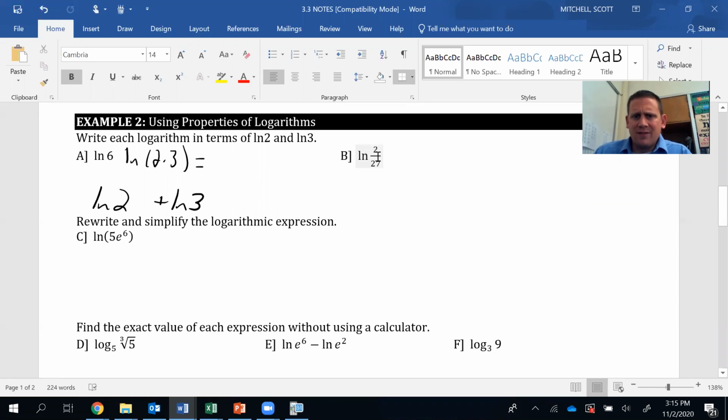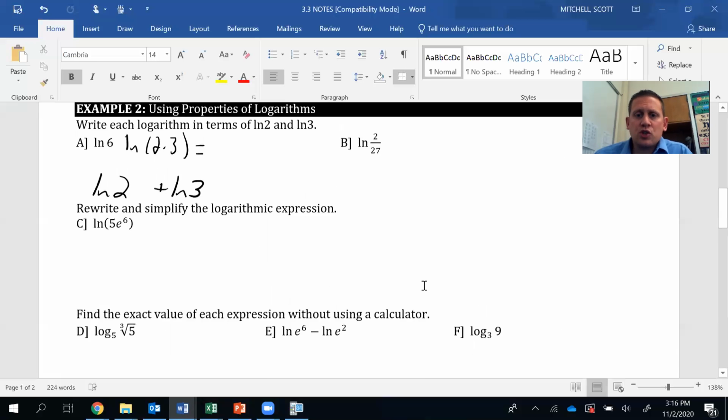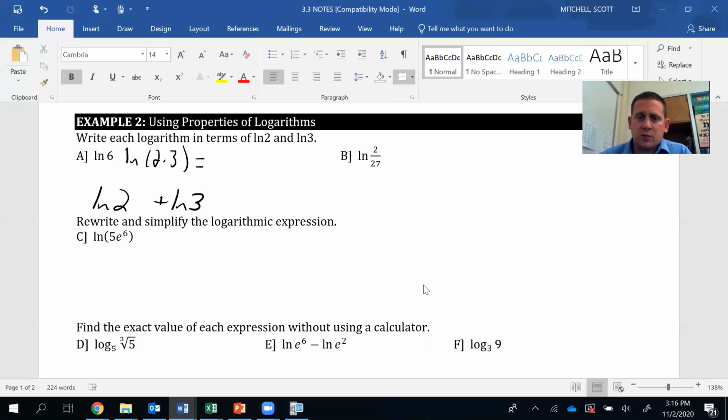So now here we have the natural log of 2 divided by 27. So remember, we have a property up above. If you have one log being divided, could be natural log, it separates into 2 with subtraction. So we're going to have the natural log of 2 minus the natural log of 27. But that's not in terms of the natural log of 2 and the natural log of 3. This is, so that's kind of done. It's the natural log of 2.